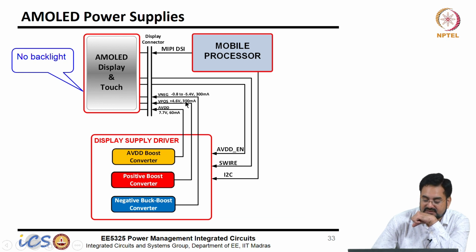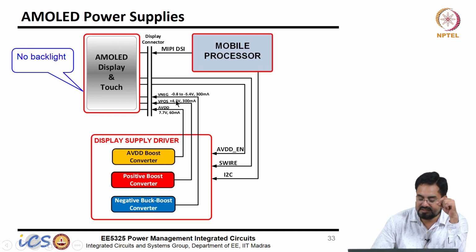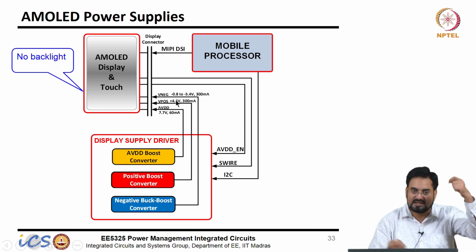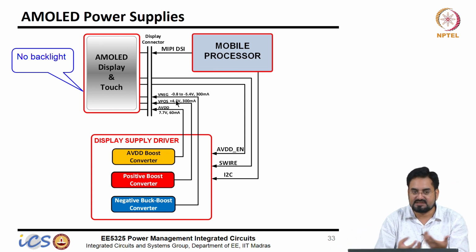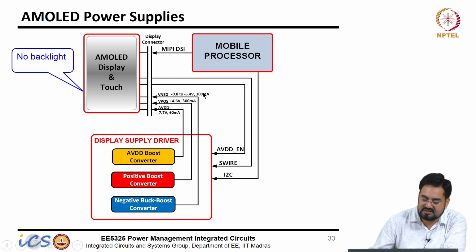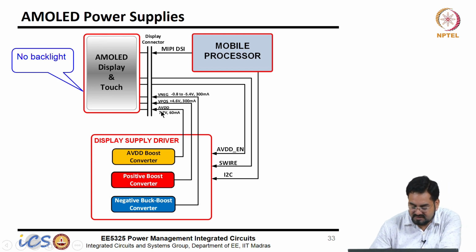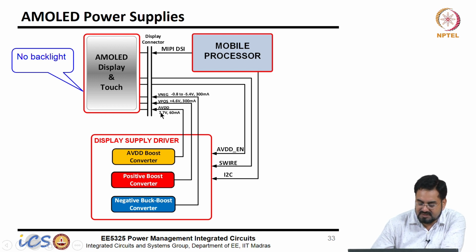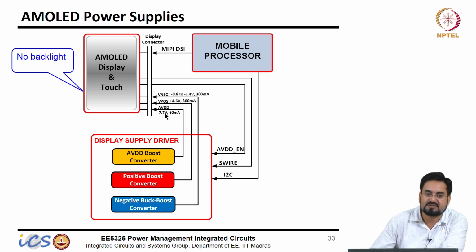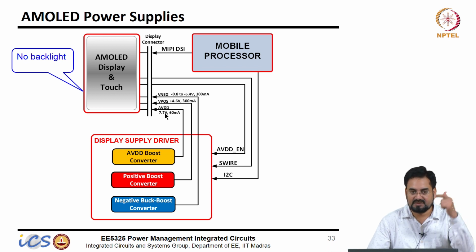Then the positive voltage is fixed at 4.6 volt, but the current requirement remains the same, because you can think of these supplies as connected across these LEDs. So, whatever you are sourcing, you will be sinking the same. So, that is why the current requirement is the same for both positive and negative. ABDD is again required for some analog and in the driver. So, it requires 7.7 volt. In case of LCD, we required more than 20 volt or so, because it was required for the backlight, which was supplying those series LEDs.